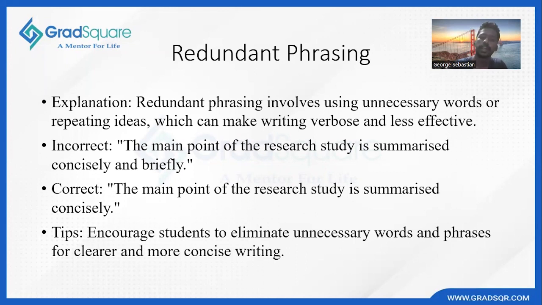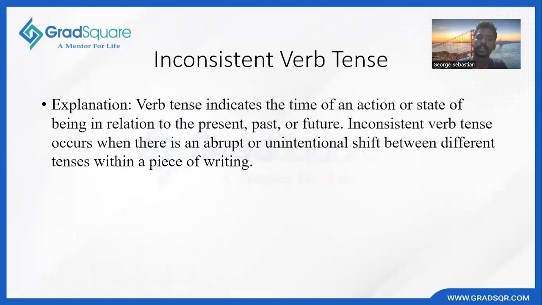And now moving on to the next one, which is the usage of inconsistent verb tense. If we have a clear idea of the present tense, past tense, and future tense, and of the form of these tenses, it will be much more helpful whenever we are writing. Verb tense indicates the time of an action or state of being in relation to the present, past, and future. Whenever an inconsistent verb tense occurs, there is an abrupt or unintentional shift between different tenses, right? So make sure that we always use the correct form of tense whenever we are writing, and also when speaking.